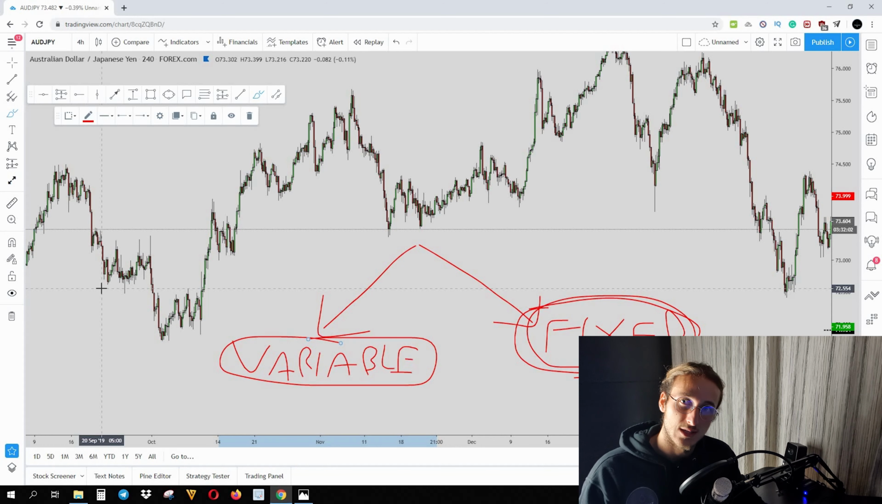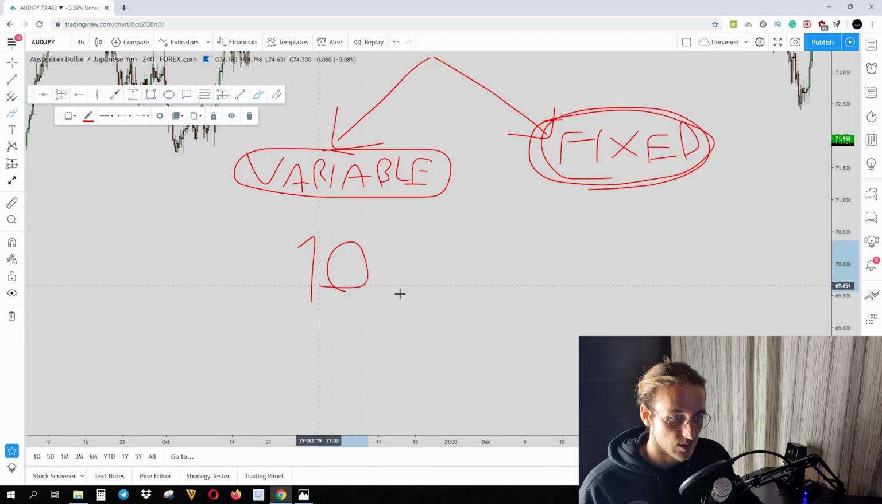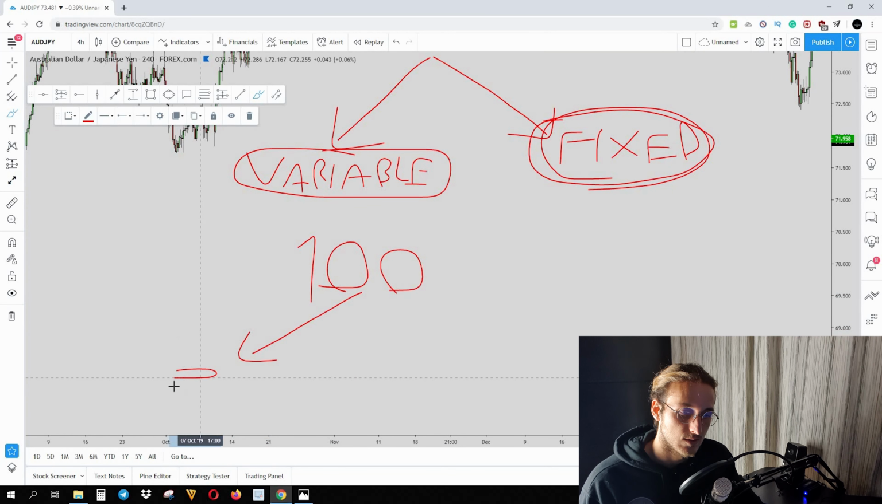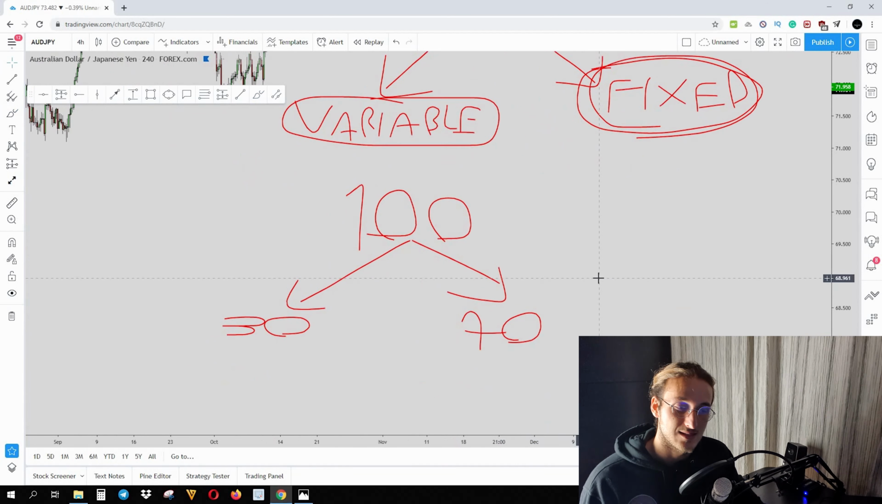Do not take a trade if you don't have at least a 1 to 3 risk to reward, because that will assure you that over a big number of trades, you take 100 trades, okay? If you take 100 trades, you can win 30 and you can lose 70 trades, okay? Now, it seems counterintuitive, but you will be in profit.